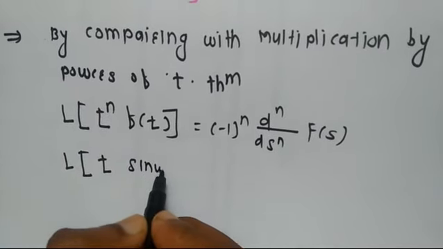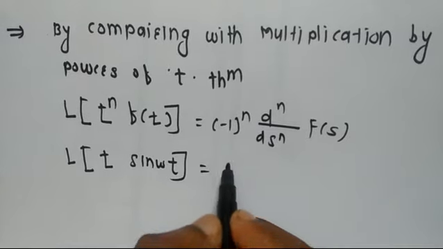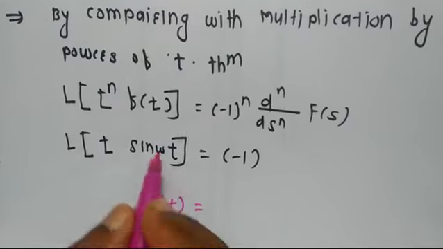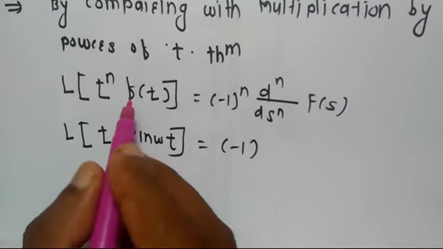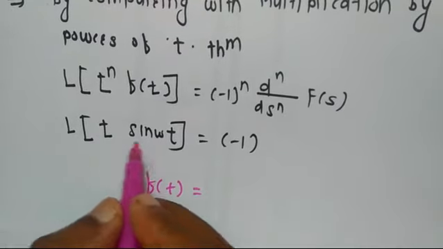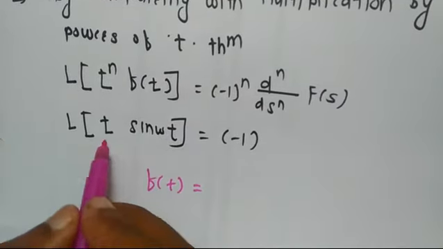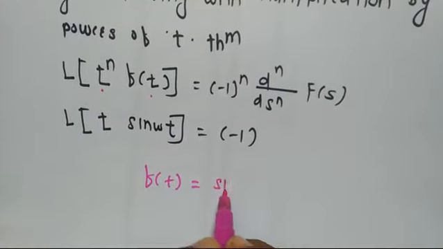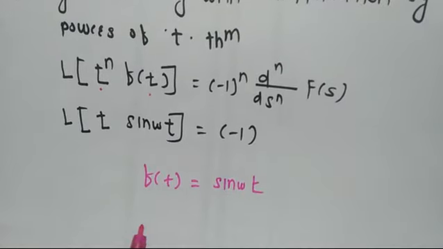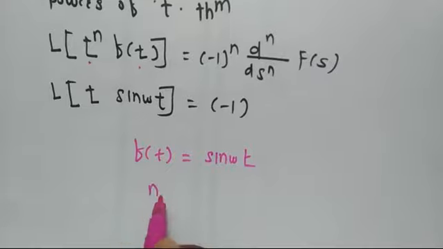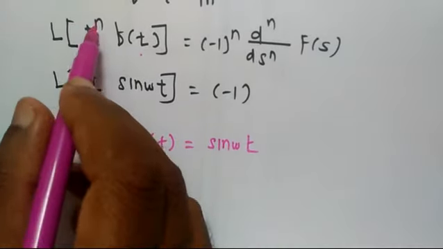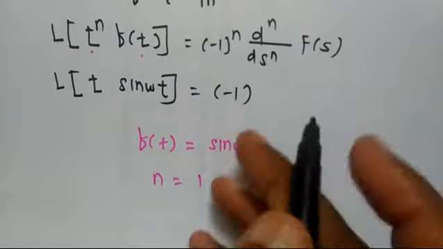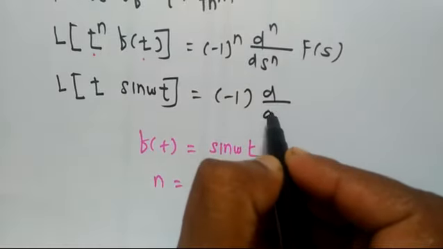Okay. So what is our problem? Laplace transform of t into sin wt. So its answer must be minus 1 in that way. First compare this. What is f of t? The term which is multiplying t is called f of t. So f of t is sin wt. And what is n? The power of this t is 1, so take n as 1, so d by ds.